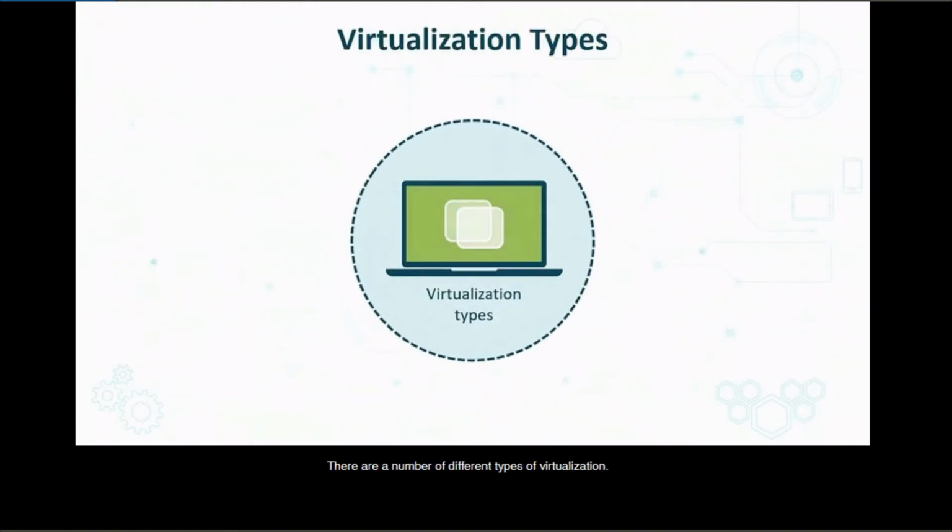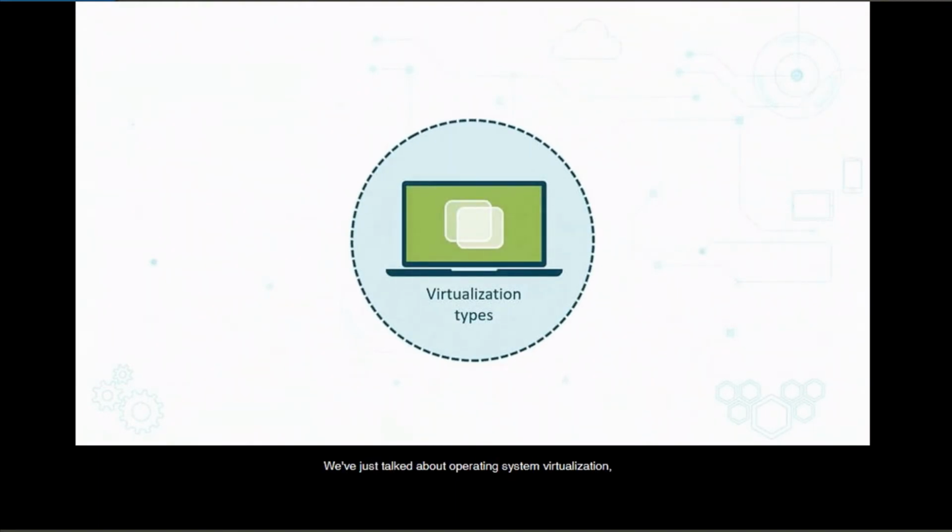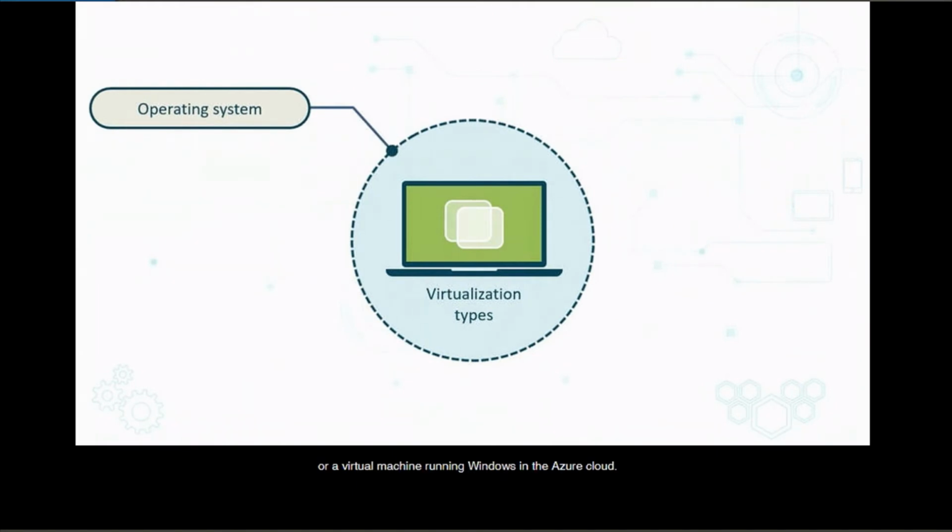There are a number of different types of virtualization. We've just talked about operating system virtualization, where we could deploy a Linux or a virtual machine running Windows in the Azure cloud, and it only takes a few moments to do that. And it runs on physical type 1 hypervisor hardware. Specifically in Microsoft Azure, it's running on Microsoft Hyper-V.